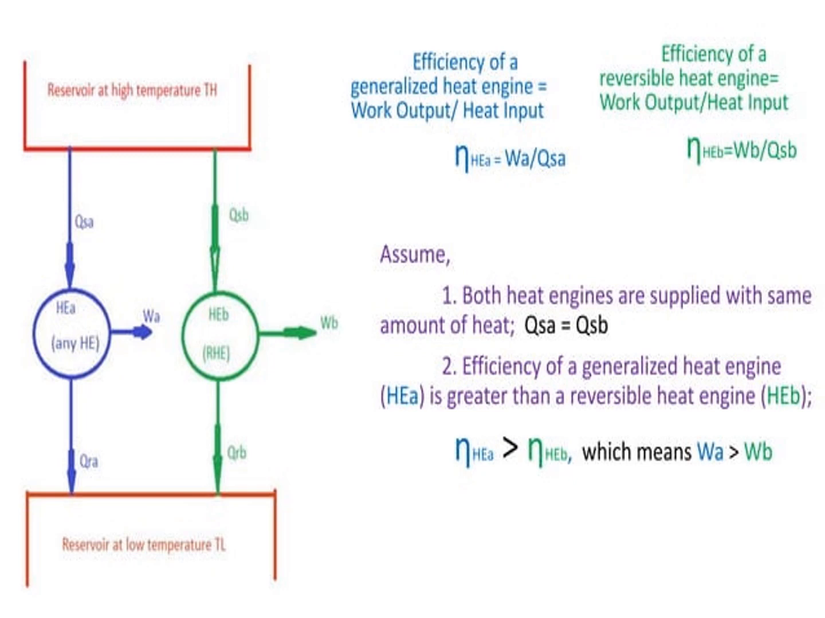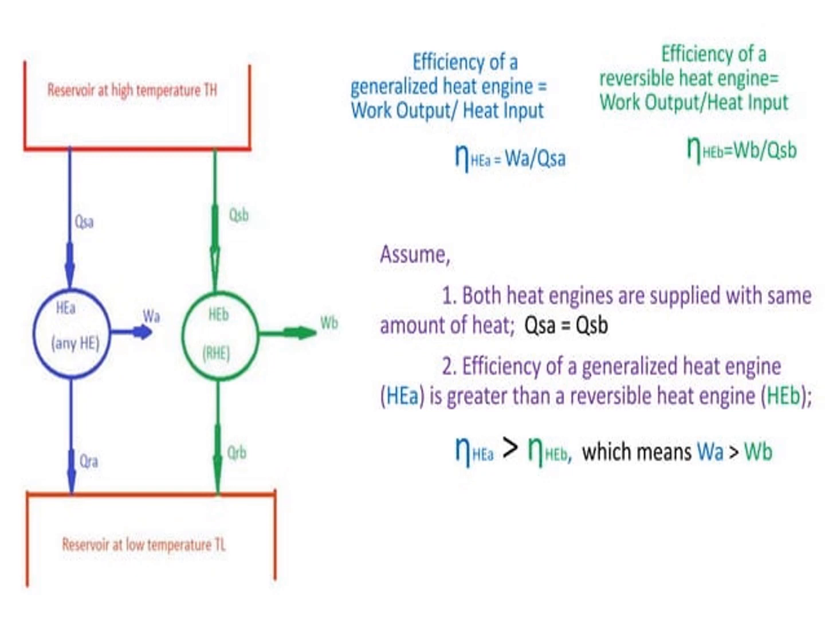The second assumption is that the efficiency of the generalized heat engine HEA is greater than that of the reversible heat engine HEB. We are considering that the irreversible engine is more efficient than the reversible engine. That means the efficiency of HEA is greater than HEB, which means WA is greater than WB. The work output of heat engine A is greater than the work output of heat engine B.